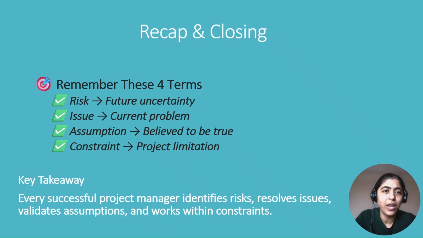Let's quickly recap what we have learned today. A risk is a future uncertainty that may impact your project. An issue is a problem that has already occurred and requires immediate attention. A constraint is a limitation, such as budget, schedule, or available resources, that affects how a project is managed.